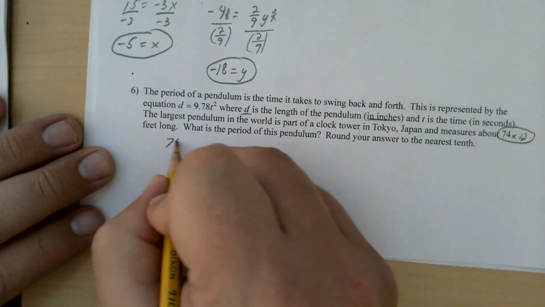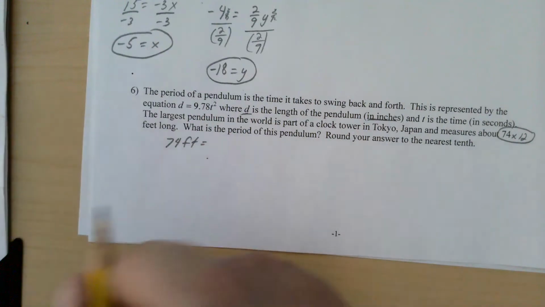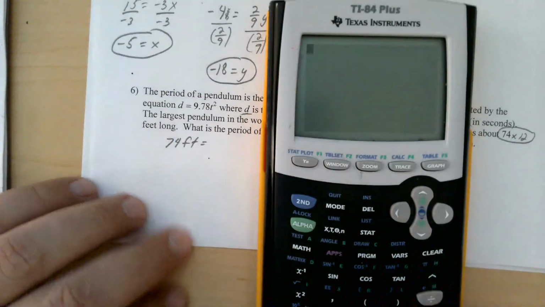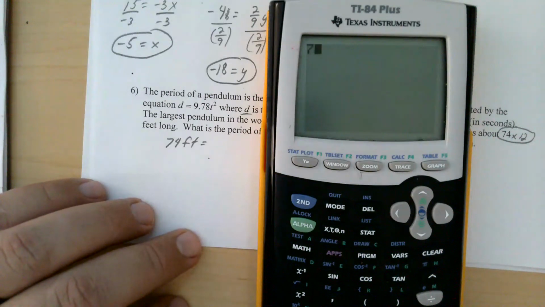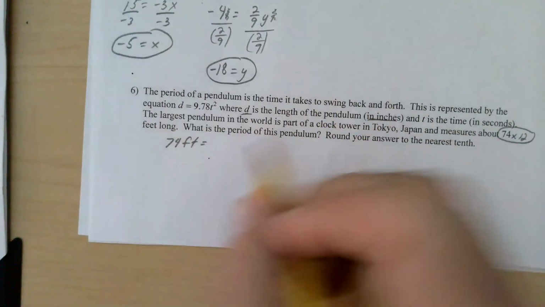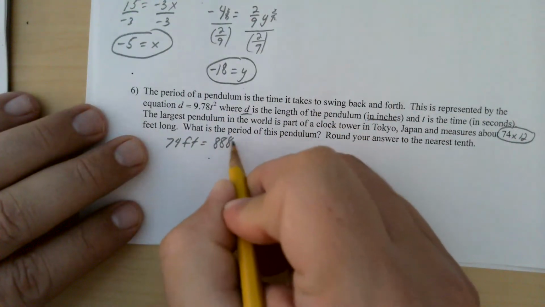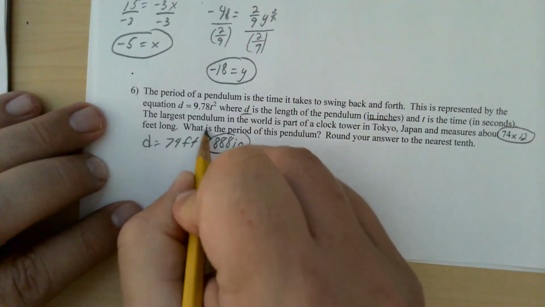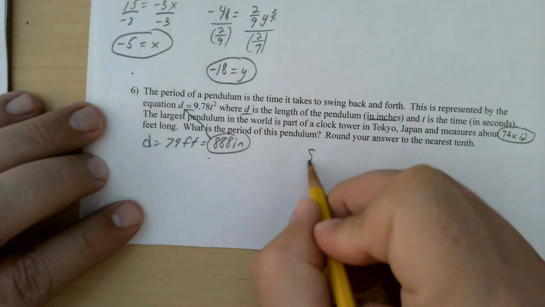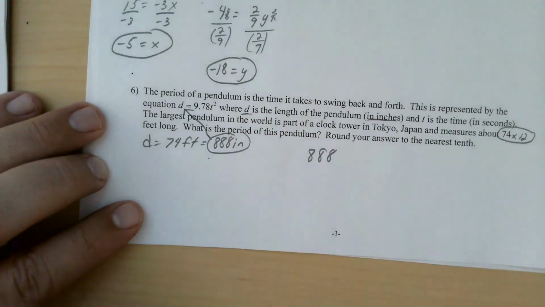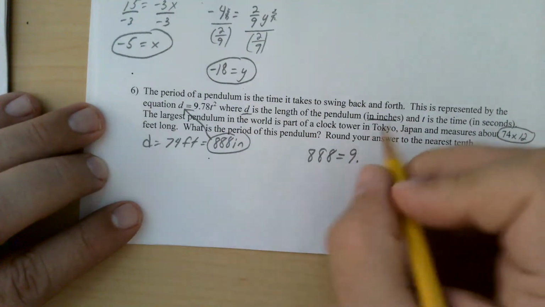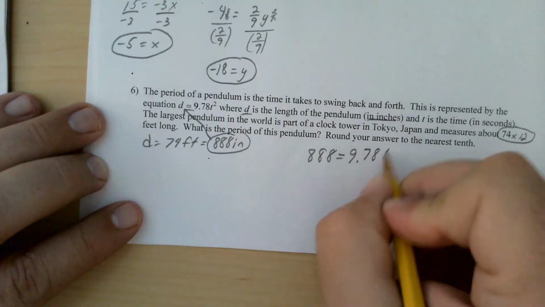Okay, 74 feet is really, and I'll show this on a calculator, we should know 12 inches in a foot. So 74 feet times 12, 888 inches. That's what my d is, okay? So in this formula, I'm going to replace the d with 888. That's a huge pendulum. And then I'm going to solve, and this is nothing more than a square root problem.